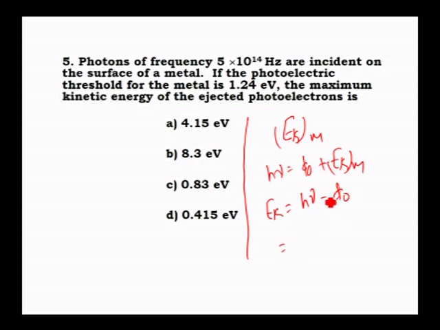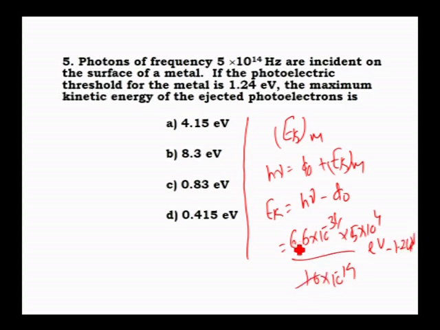Now h, I think you know the value of h, it will be 6.6 into 10 to the power of minus 34. Frequency value will be 5 into 10 to the power of 14. Because the answer is given in terms of electron volt, and work function is also in electron volt, divide this value by 1.6 into 10 to the power of minus 19. Now it's in electron volt, minus work function, which is 1.24 electron volt.